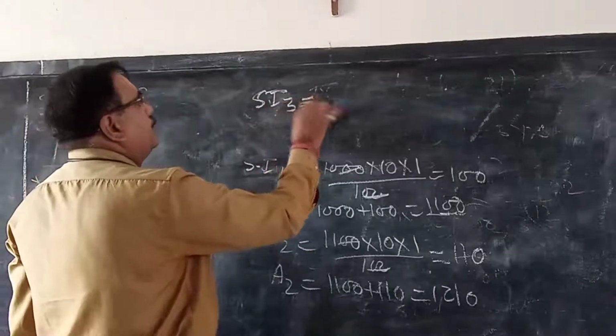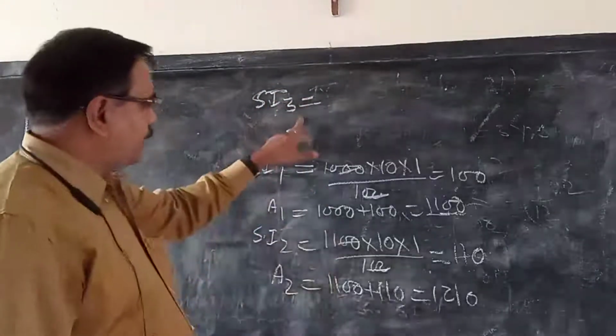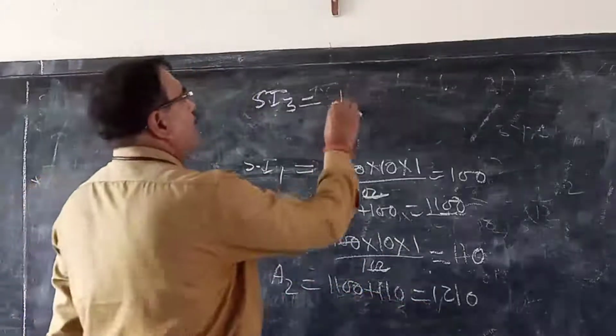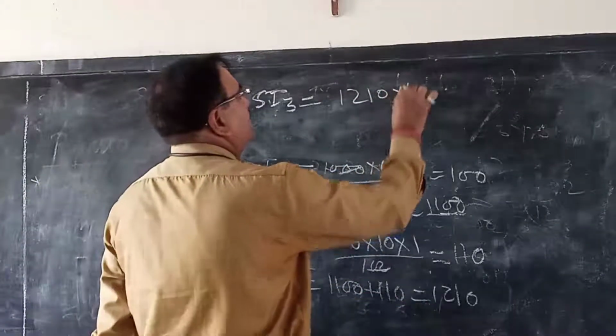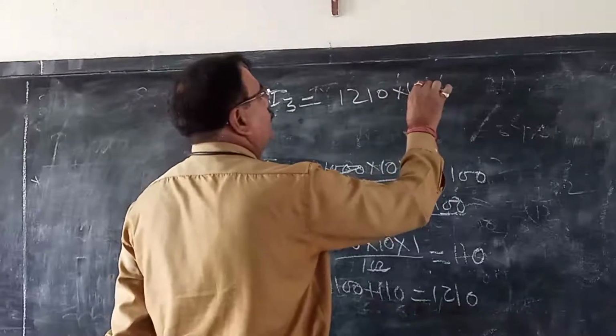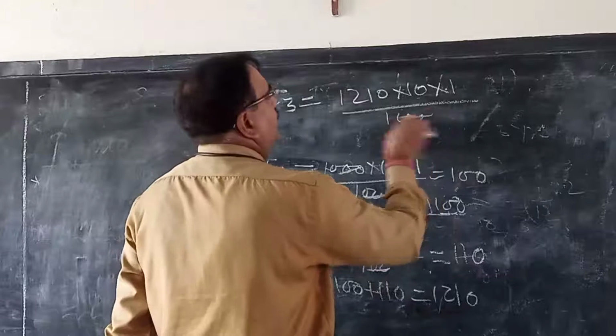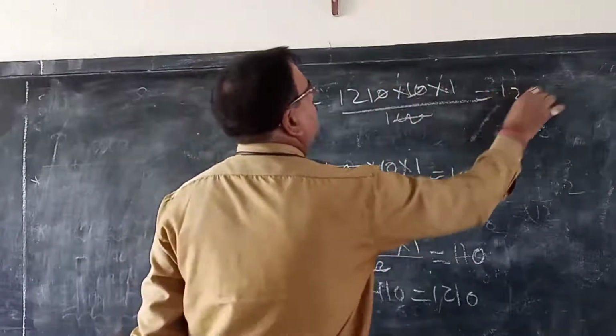Interest for the third year. When we calculate interest for the third year, the second year amount becomes the principal: 1210, rate is 10%. Third year means 12 months, together 1. By 100, cancel this one, 121.